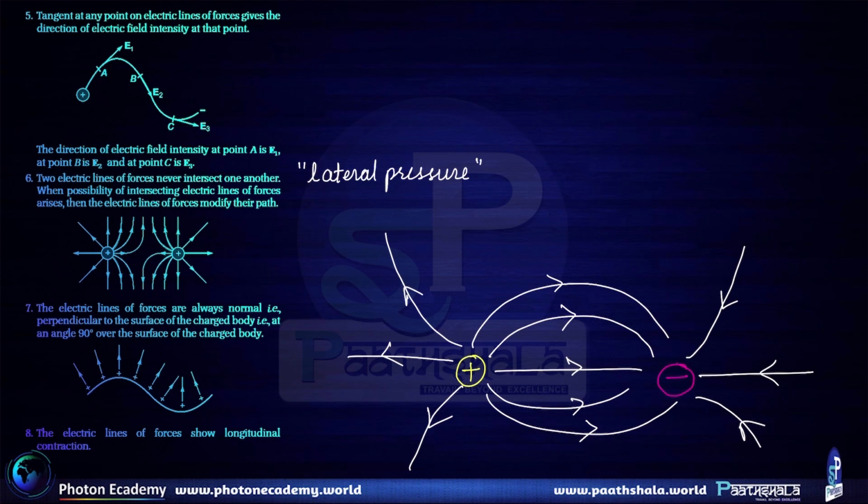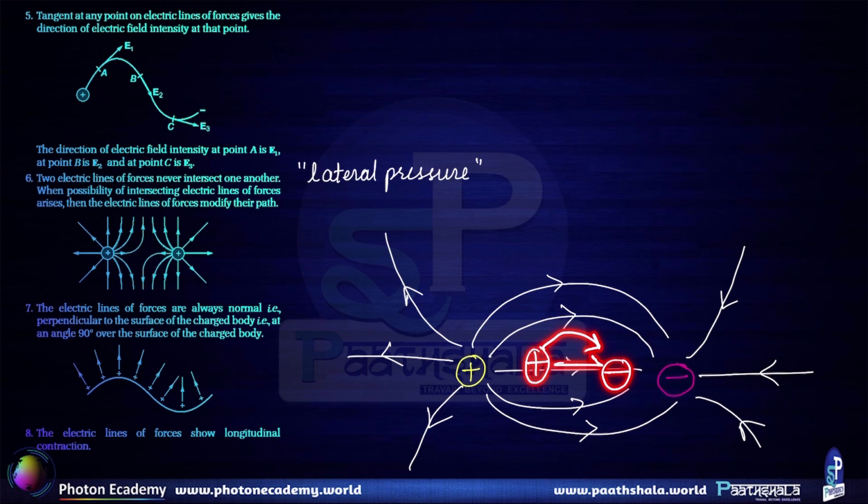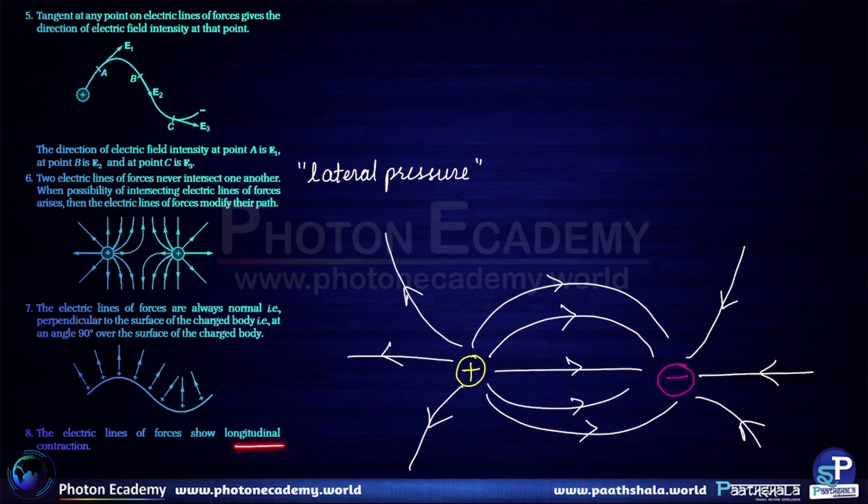They show longitudinal contraction. So what does that mean? The charges will tend to attract each other. This charge will tend to move rightward, this charge will tend to move leftward, and because of that the length of this electric field line will try to contract. If this positive charge moves rightwards, it will come over here, and if this negative charge moves leftward, it will come over here, and this is how they will be shown and seen. Hence they show longitudinal contraction, that is, they try to reduce their own length.